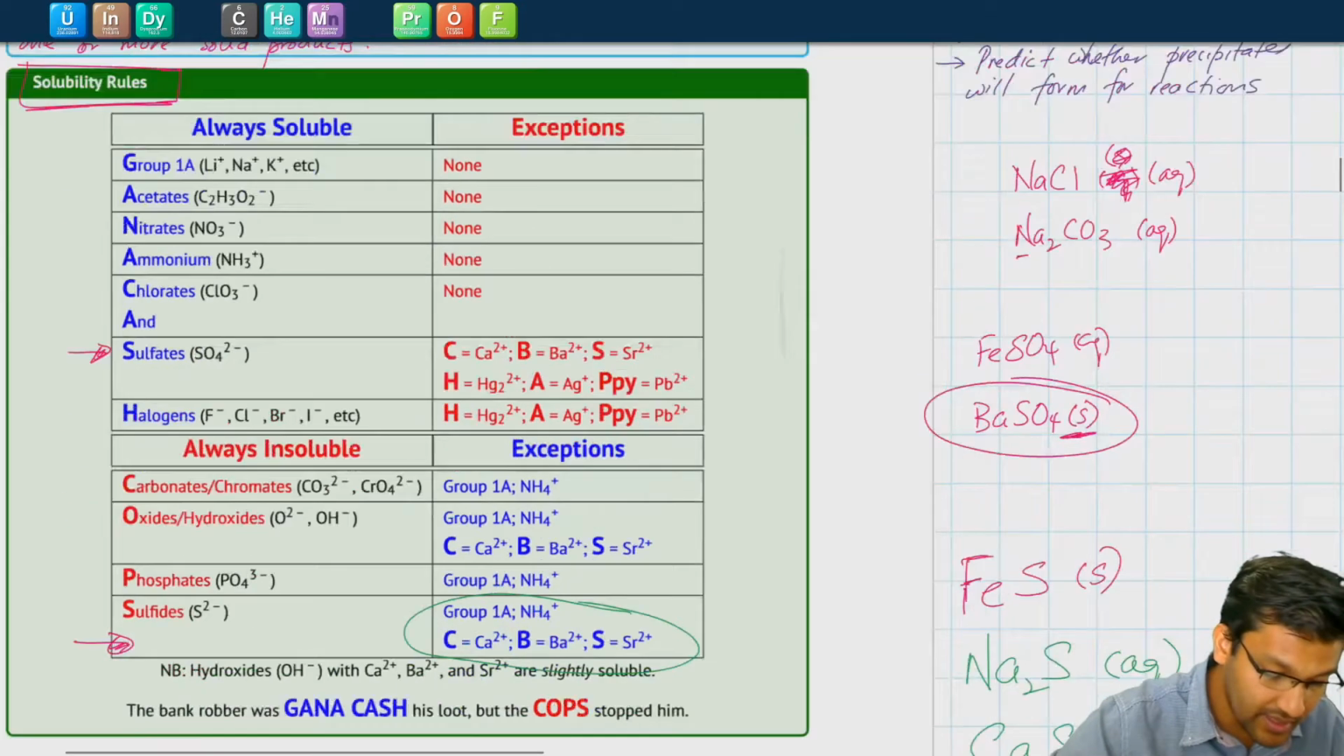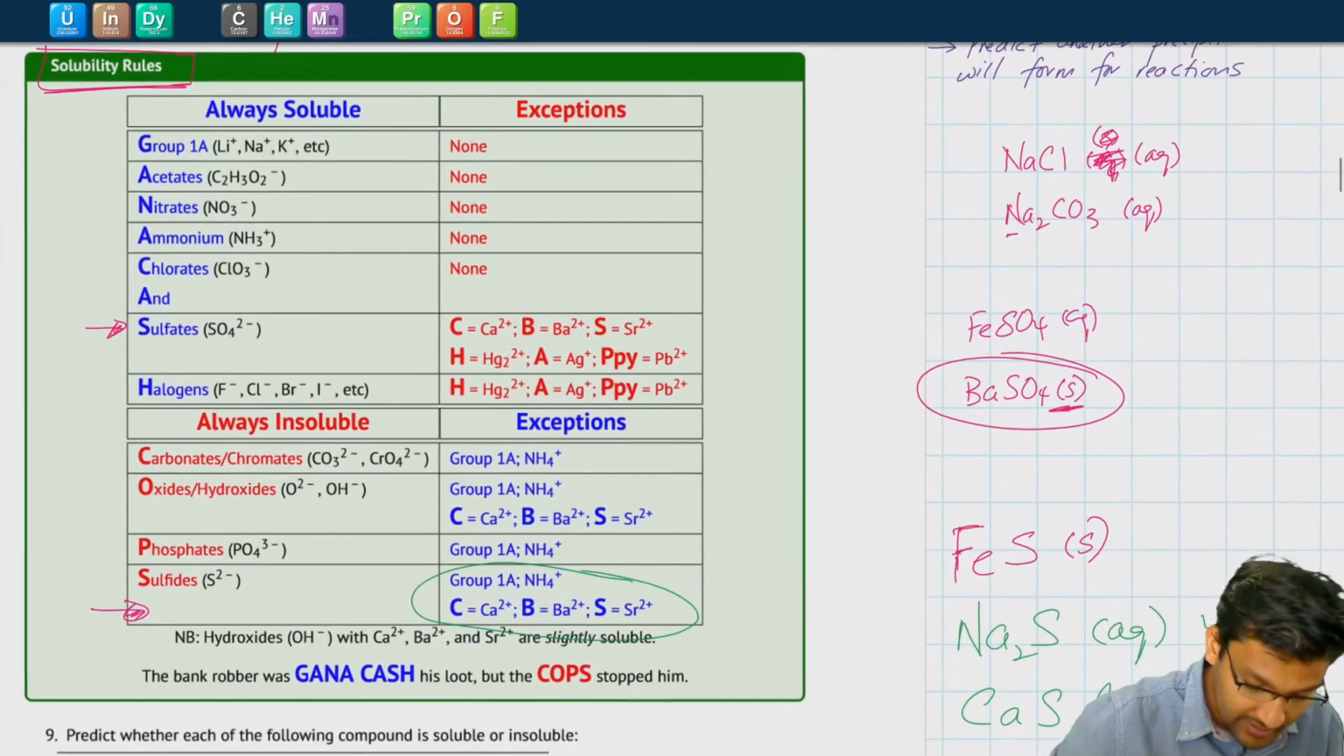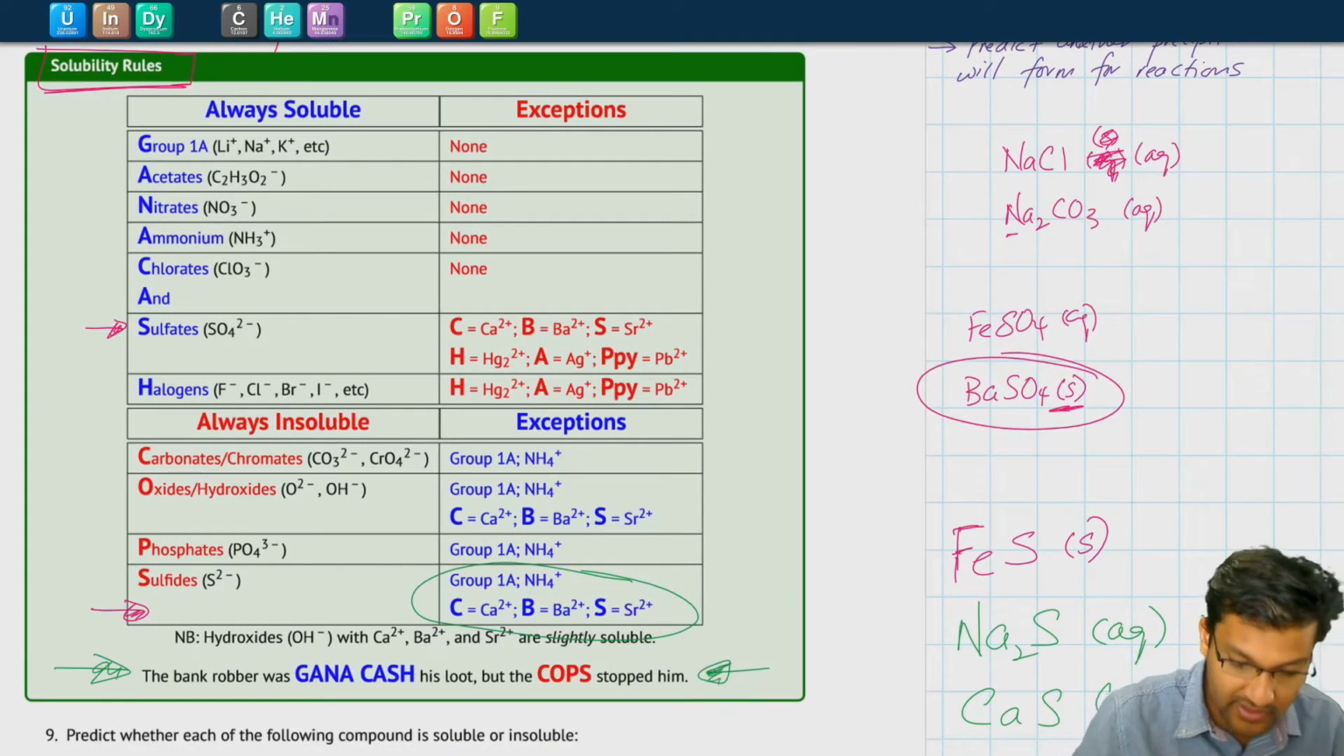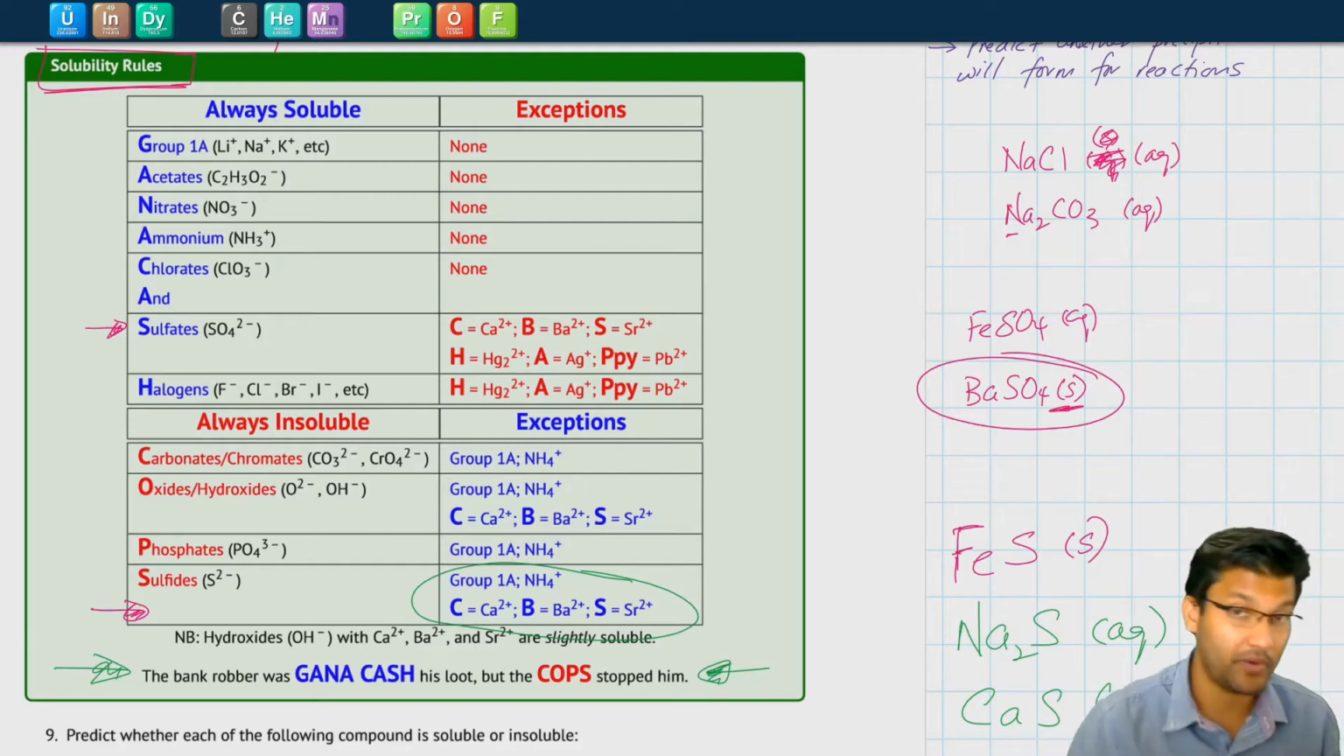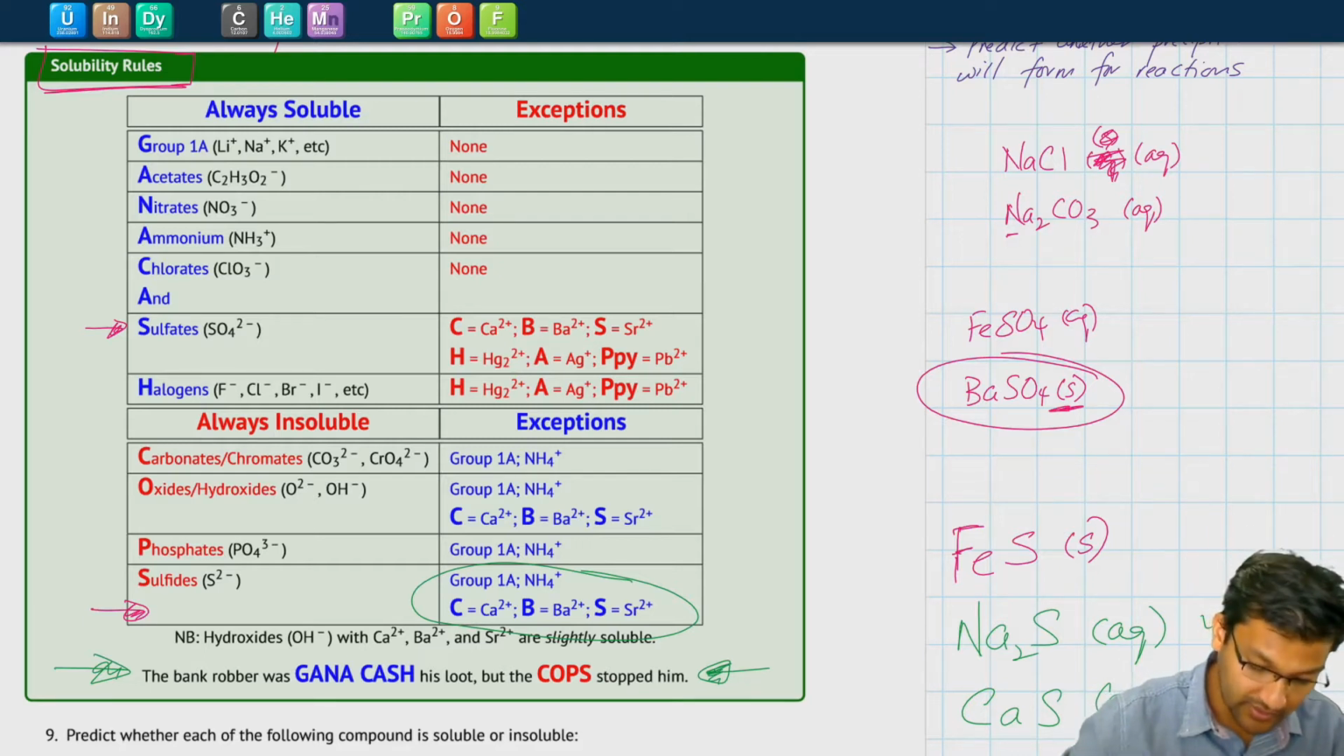So this is how we read this table. There's a little mnemonic at the bottom to help remember which ones are going to be soluble and which ones are going to be insoluble. You should memorize this table and know all of these rules.